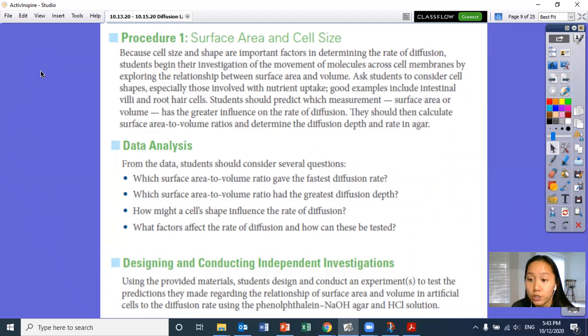So we're going to do agar cubes, which is like this powder that you dissolve in water, and it becomes kind of like a gelatin, except agar is made out of a seaweed. So it's like a vegan gelatin, I guess.